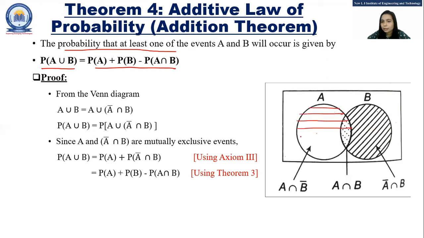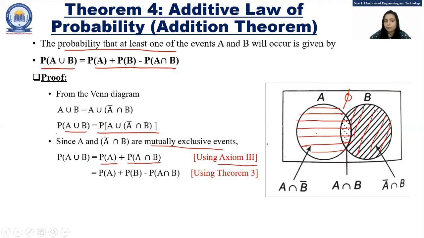A union A bar B. So this is A bar B and this is A. Now, by taking the probability on both sides, we can write P of A union B is equal to P of A union A bar intersect B. Now, A and A bar intersect B are mutually exclusive events because the intersection of both events is nothing but phi. So for that, we can write P of A plus P of A bar intersect B using axiom 3, as we have already discussed in the last lecture.